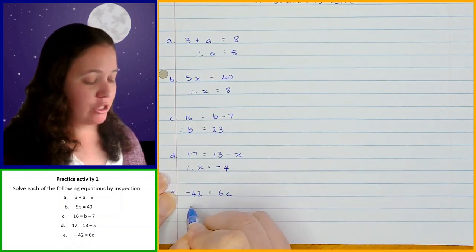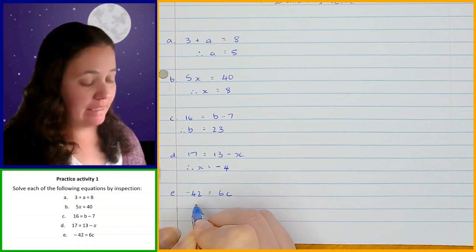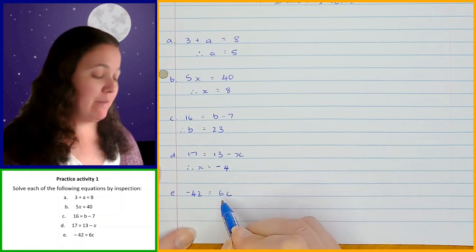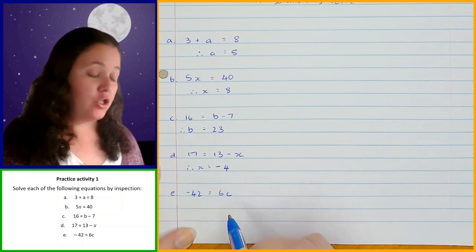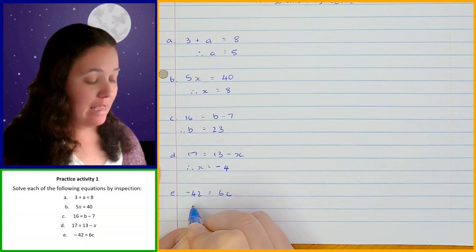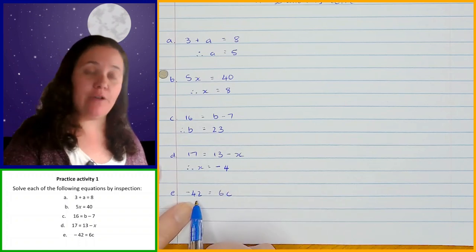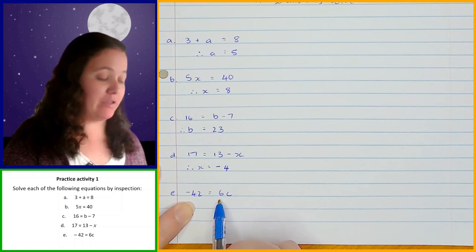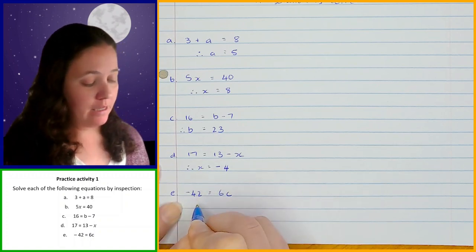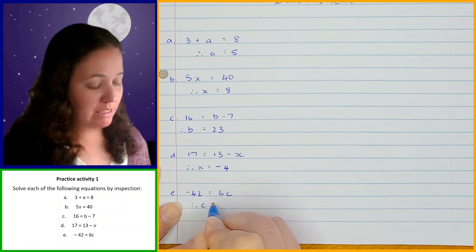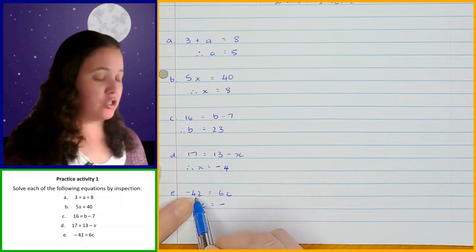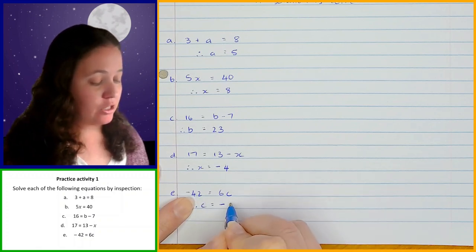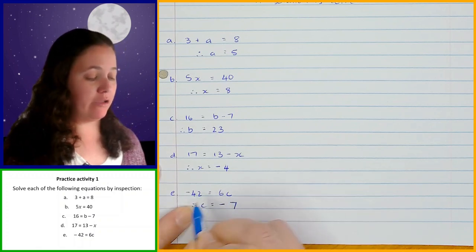And then the last one, question E, we're solving for c: negative 42 equals 6c. Now we need to know, what can I multiply 6 by to get negative 42? So again, if I'm going to get a negative answer over here, I have to multiply by a negative. If I have a positive, I have to times by a negative to get a negative. So c must be negative, and then 42: if I want to get 42, I must multiply 6 by 7. So 6 times negative 7 will give me negative 42.